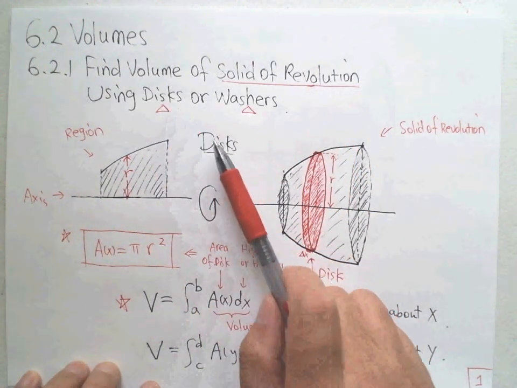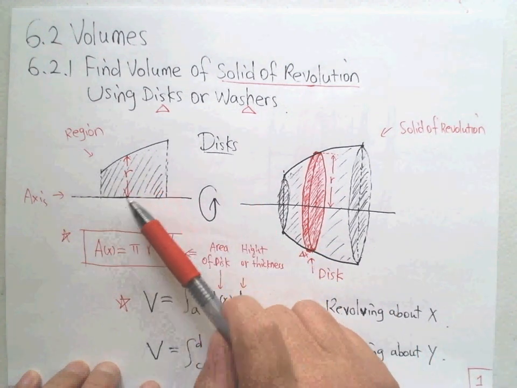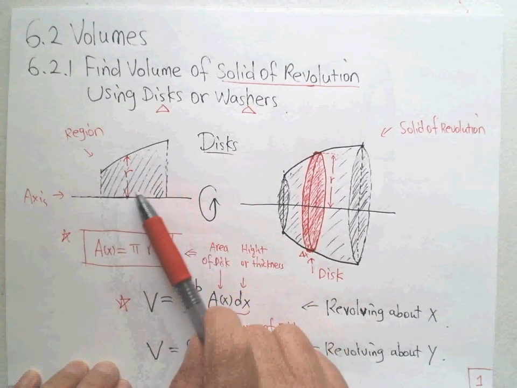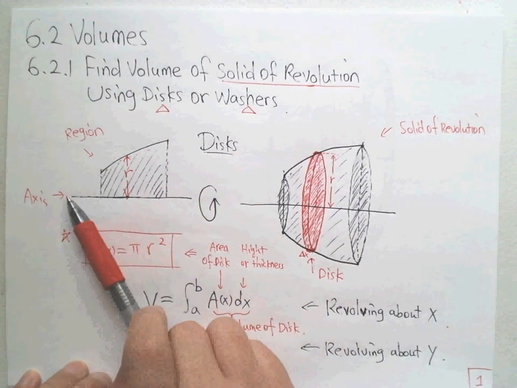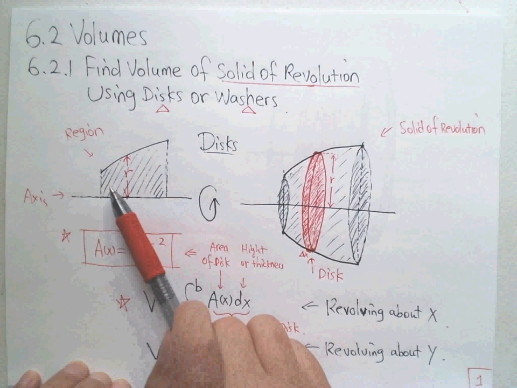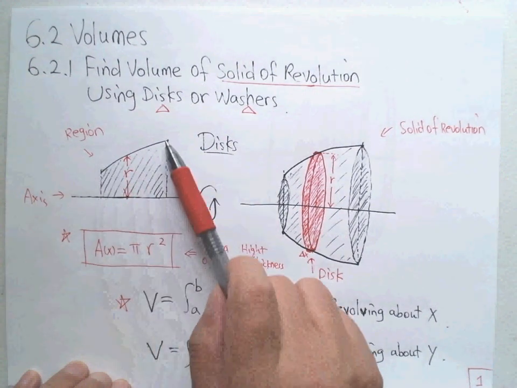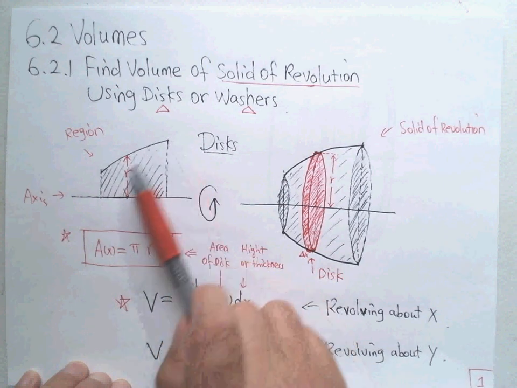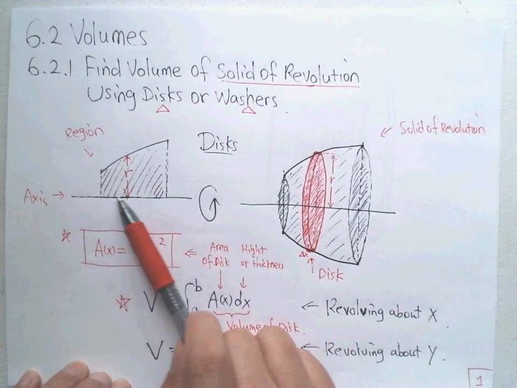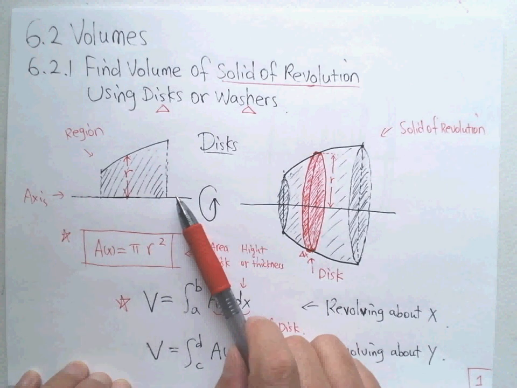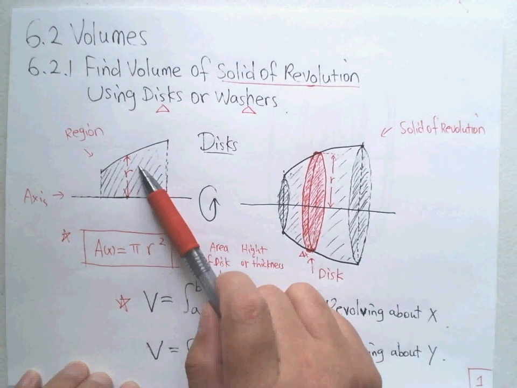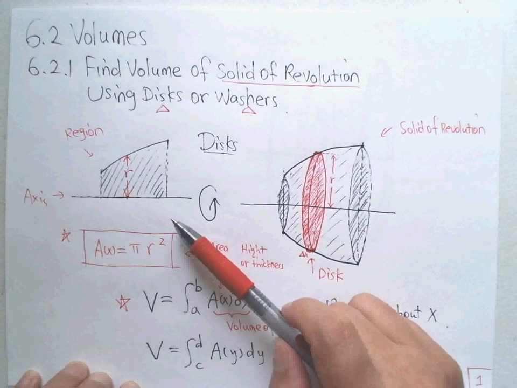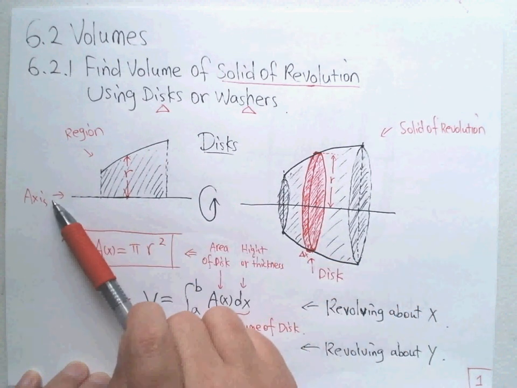So the question is like this. First we have a region. So here is a region. If this is the axis, the region has a horizontal line on the left and the right, right? So this is a curve on the top, and the bottom is a horizontal line. And if we have a region, then we rotate or revolve the region around the axis. So we do this rotation.